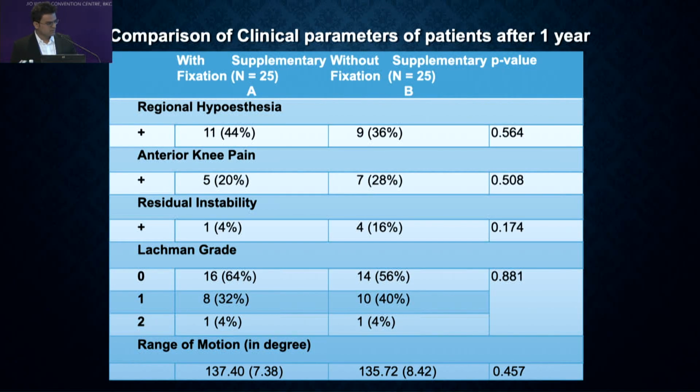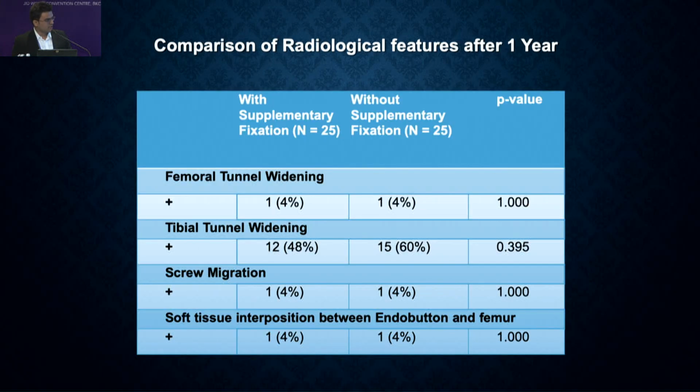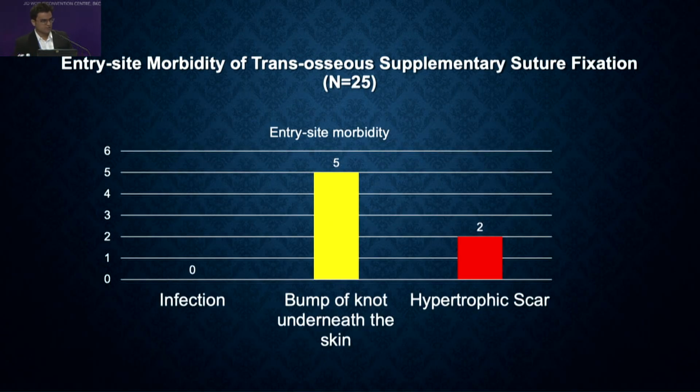On comparing the clinical parameters of the patients after 1 year and the radiological features after 1 year, the difference between both the groups was not statistically significant. Comparing the entry-side morbidity of the trans-osseous suture fixation, 5 patients had a bump of knot underneath the skin, and 2 patients had a hypertrophic scar after supplementary tibial fixation.